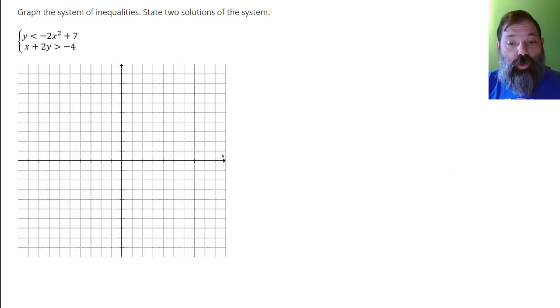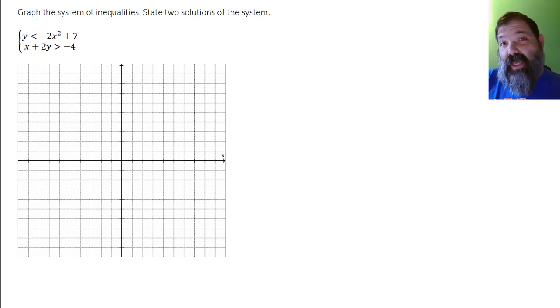Graph the system of inequalities, state two solutions of the system. And so here we see the inequality y is less than negative 2x squared plus 7, and x plus 2y is greater than negative 4. The first inequality looks like a parabola. Looks like a quadratic function, but it's just got an inequality symbol rather than an equal sign.